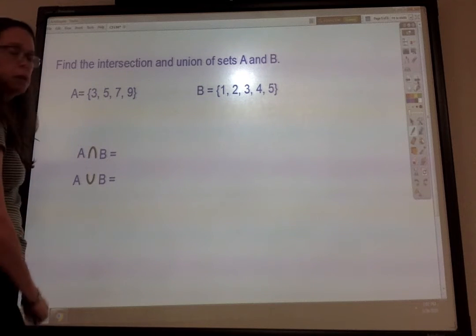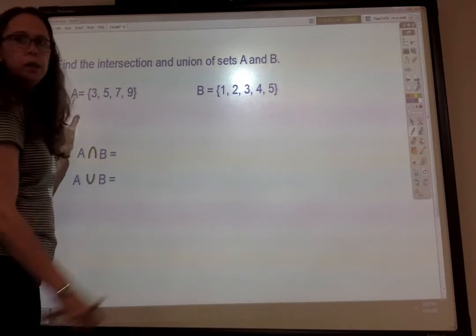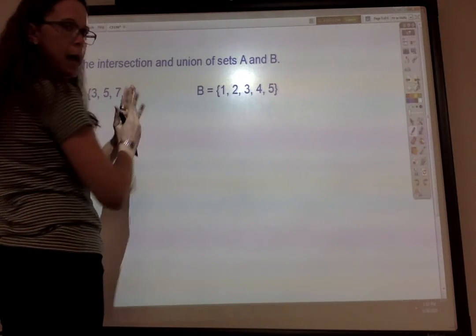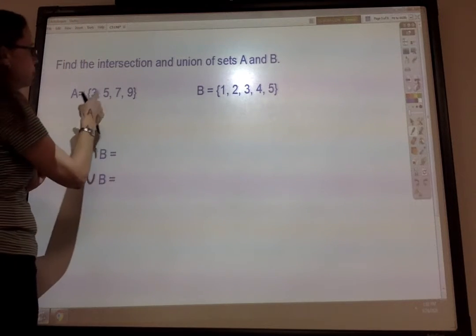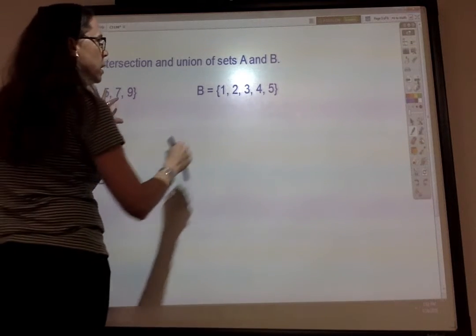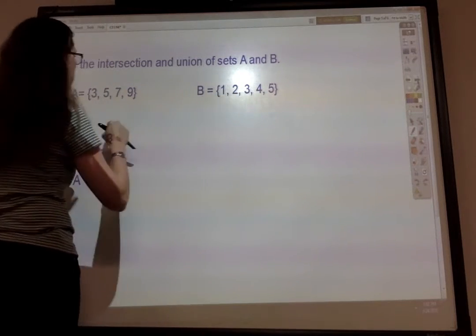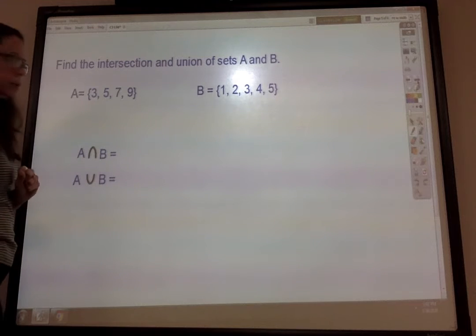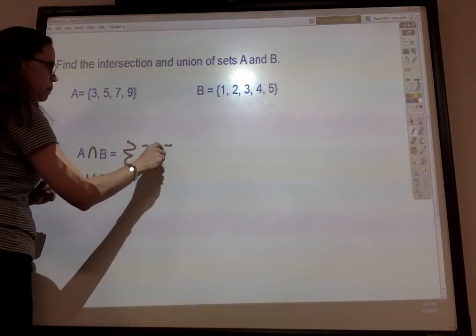Okay, so my first thing they want is the intersection. That means what do they both have that is the same? So I have 3, 5, 7, 9 over here. I have 1, 2, 3, 4, 5. So I see that both of them have a 3 and both of them have a 5. So I would say the intersection is 3 and 5.